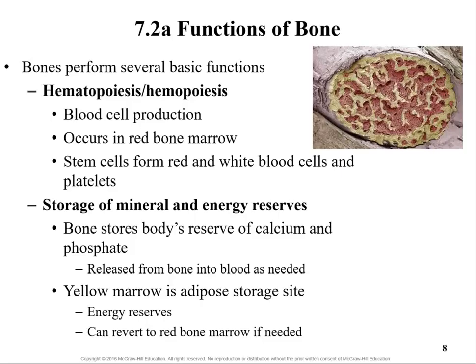Bone is also involved in hematopoiesis. This is blood cell production, and it occurs in the red bone marrow. The storage of mineral and energy reserves is also another function of bone. Bone stores the body's reserve of calcium and phosphate, but it also has yellow bone marrow, which is an adipose storage site, so energy reserves as well.